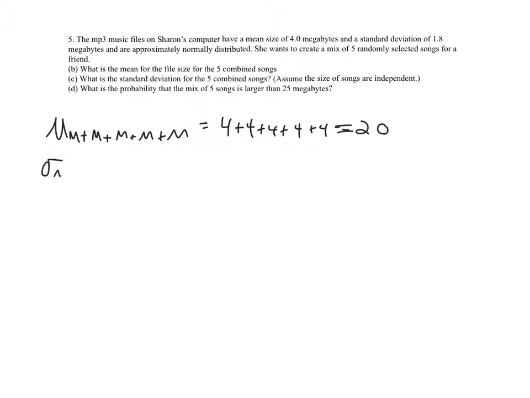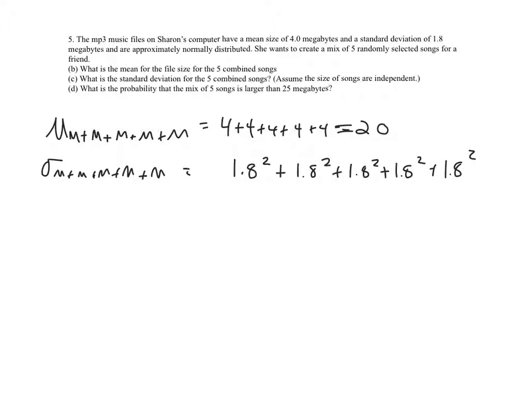My new standard deviation, I can't just add standard deviations, so I need to take the old standard deviation, square it, and then add that together 5 times. Or you could multiply times 5. I'm just doing this as one last visual reminder that we're really adding the variance together 5 times, and then square rooting to get our new standard deviation. So our new standard deviation is 4.02.